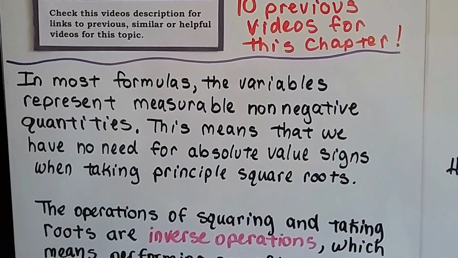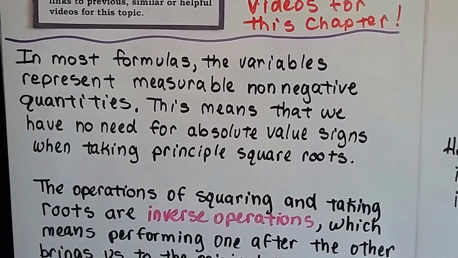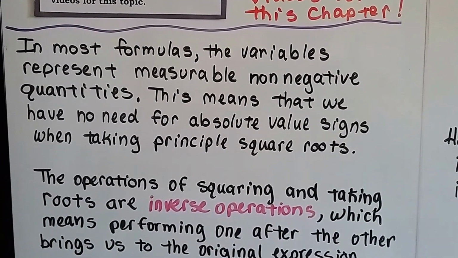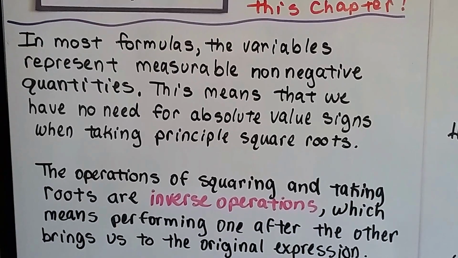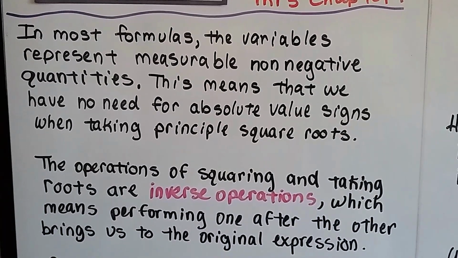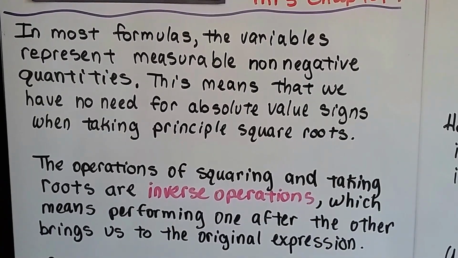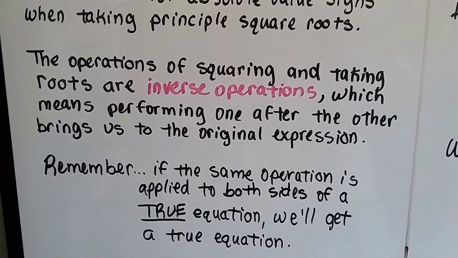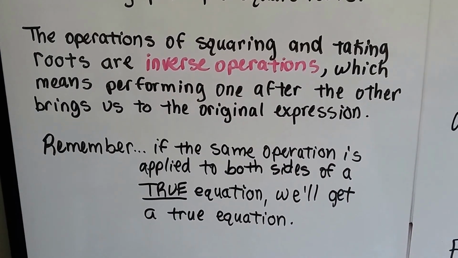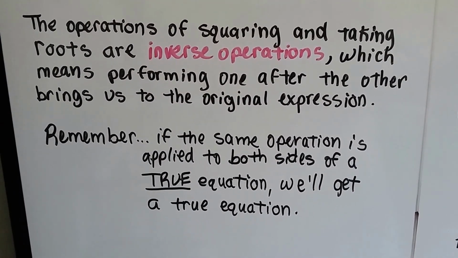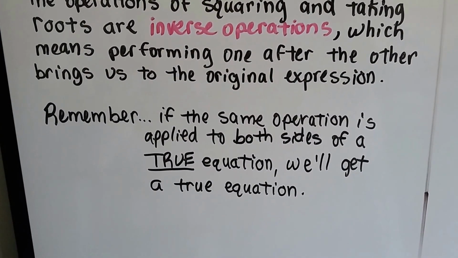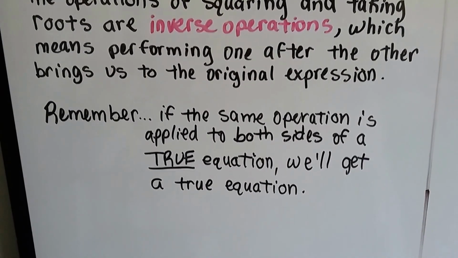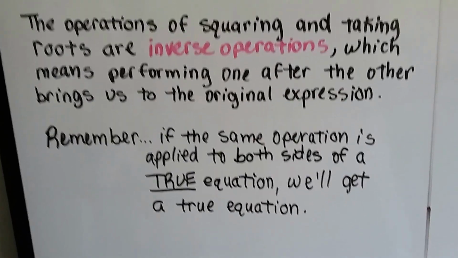In most formulas, the variables represent measurable, non-negative quantities. This means that we have no need for absolute value signs when taking principal square roots. So height is not going to be negative, and speed of a car or a truck is not going to be negative, right? The operations of squaring and taking roots are inverse operations, which means performing one after the other brings us to the original expression. And remember, if the same operation is applied to both sides of a true equation, we get another true equation, don't we?